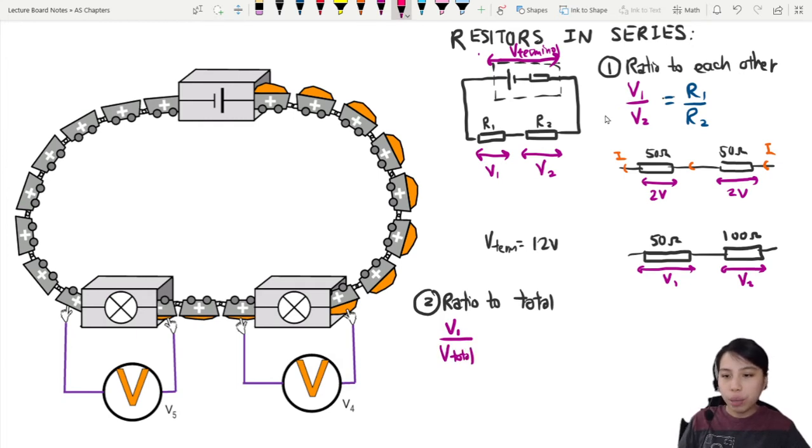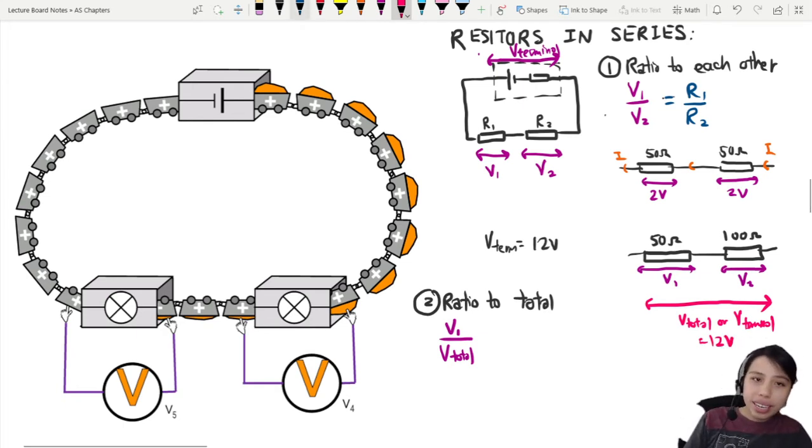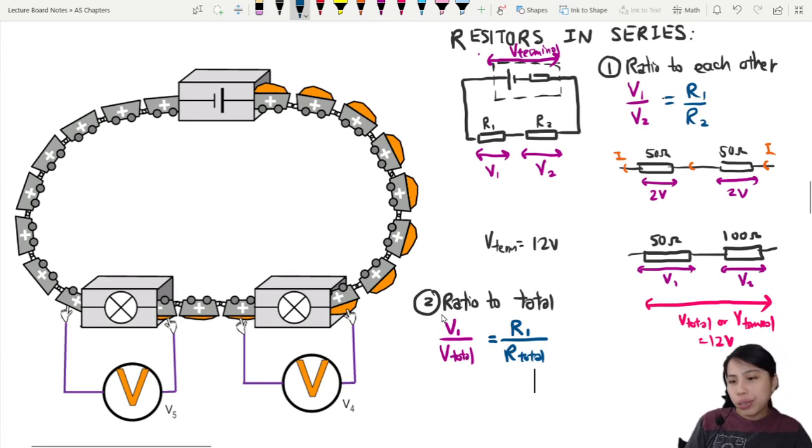In this case, it will be the terminal potential difference, which across this whole thing is V total or V terminal, which is 12 volts. My head's blocking a bit. Okay, and then we ratio the resistors as well. But this time we are ratioing R1 to R total. You see that? What you want to find over what is the total, what you want to find over what is the total. So this one, if we try this calculation, okay, we write it out. V1, I don't know what that is, but V1 over 12 equals to 50 over the total.